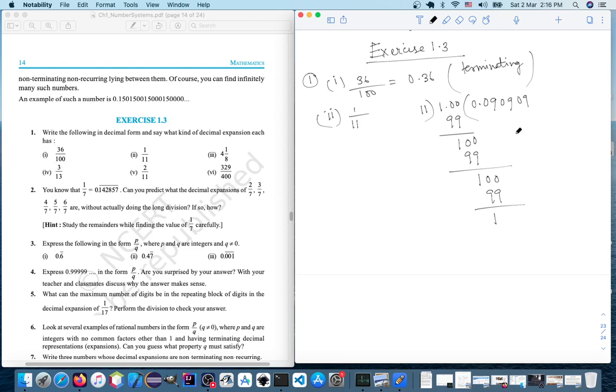So we can write this as 0.090909 and so on. This is 0.09 bar. First I will solve all the problems, then I will check the answers with the answer key given in the NCERT textbook. So I hope I am right. This is what I am getting.